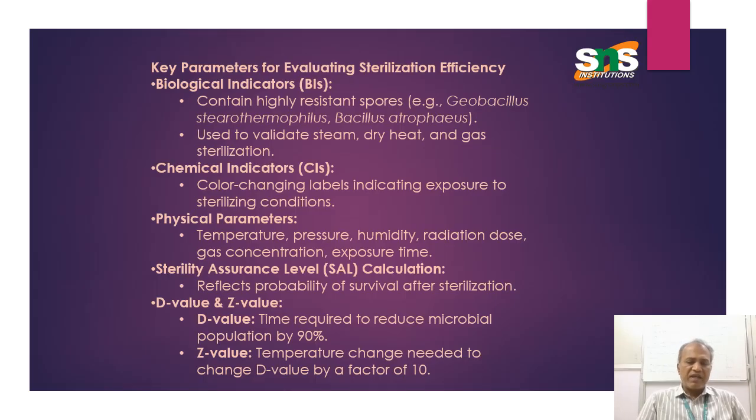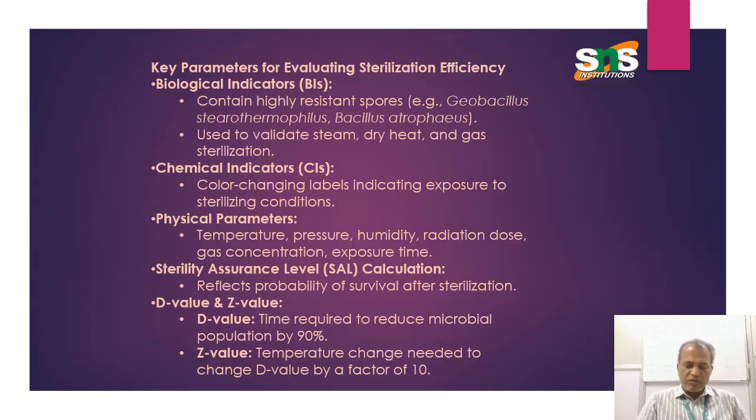Next, chemical indicators. What are the chemical indicators? They are color changing labels indicating exposure to sterilization conditions. There are many color changing chemicals attached with sensors nowadays. They are fitted inside the cabinets and evaluate the sterilization efficiency, like how the conventional phenolphthalein indicator changes its color to give the result. It's the same thing here. Once the sterilization is over, based on the efficiency it develops the colors.